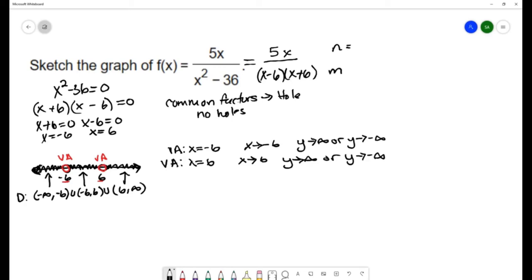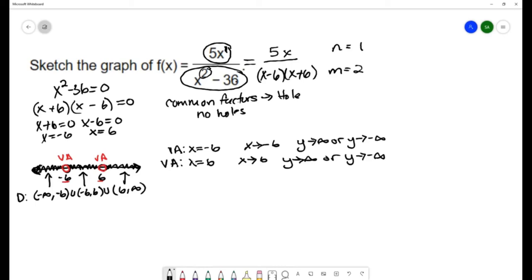So what we look for in our function, we look for the power on x. So in the numerator we have 5x, and the power on x is a 1. So the degree of the numerator is 1. In the denominator, we have a power of 2 on x, and then a term with no x. So that means that our degree is 2. We take the higher power.